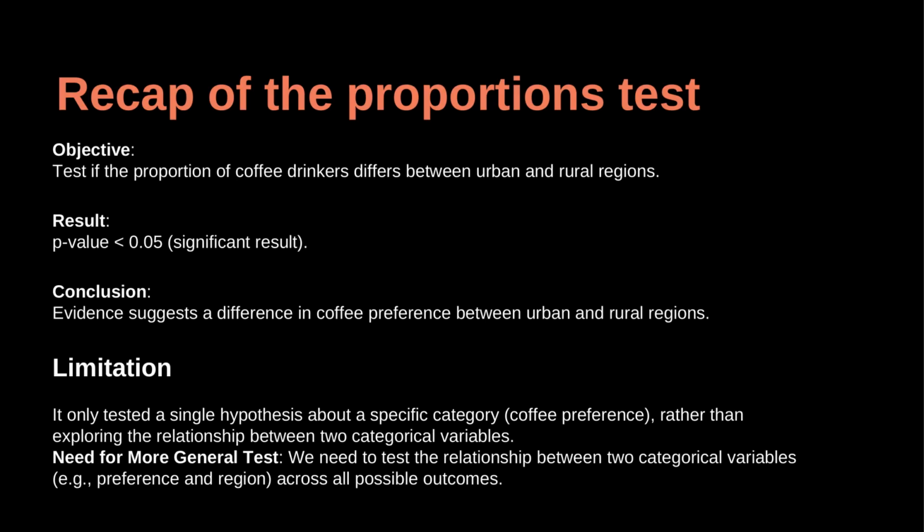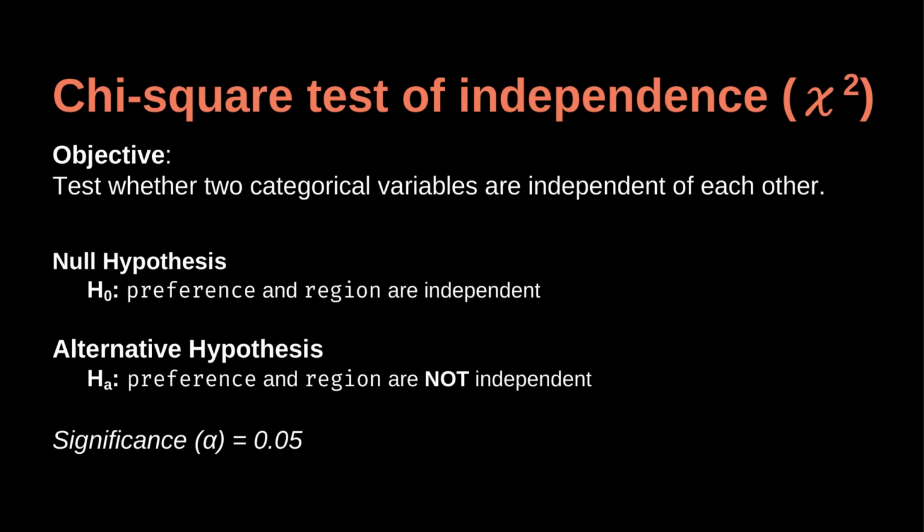We need a more general test that can assess whether two categorical variables are associated. And that's where the chi-square test of independence comes in. It will allow us to examine the overall relationship between categorical variables. For example, preference, whether people prefer coffee or tea, and region, whether they live in urban or rural areas. Let me introduce the chi-square test of independence. The chi-square test is used to determine whether two categorical variables are independent of each other, or if there is an association between them.